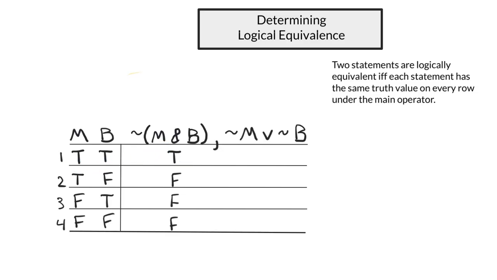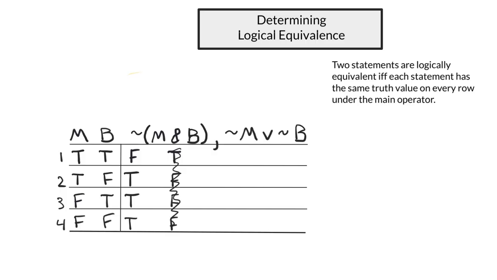But that's not the full sentence. The full sentence is the negation of M and B. So we take the truth value of M and B on row one and we flip that and we get false for row one, true for row two, true for row three, true for row four. And then just to make sure we don't forget what the truth value is under the main operator, let's get rid of that truth value under the ampersand, since that is not the main operator for the statement, it's not the case M and B.